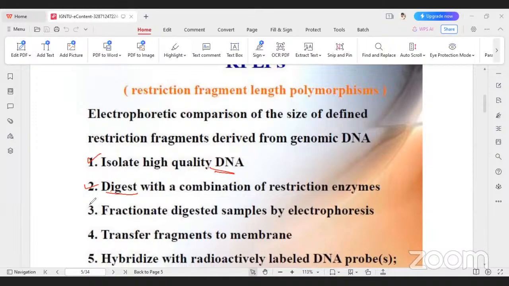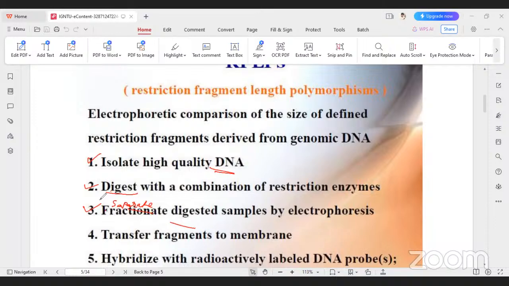After cutting, fractionate, which means separate. Separate the already digested sample by the electrophoresis method. I will explain how it is separated. The third step is to separate the sample digested with a combination of restriction enzymes. After the enzymes make the breaks, separate the digested sample by electrophoresis.